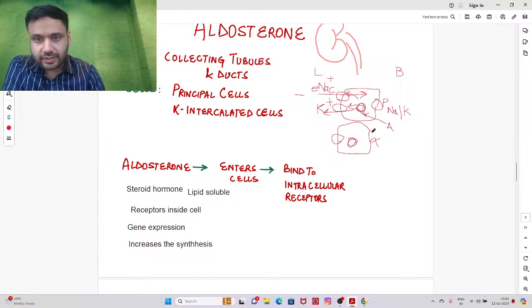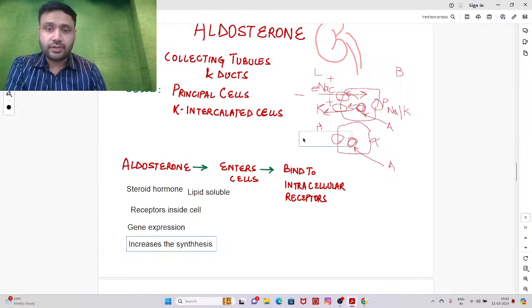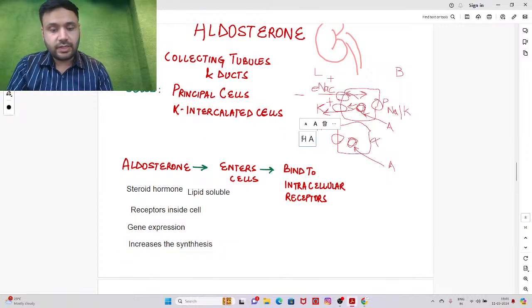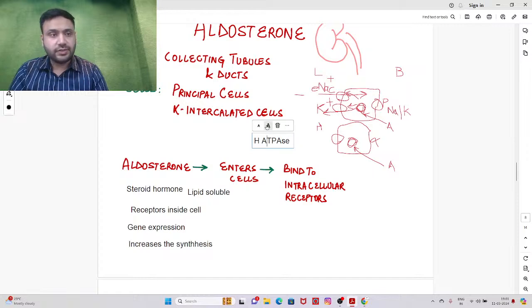Similarly, aldosterone has intracellular receptors. Here in the alpha intercalated cells, it would enter inside them. If this is aldosterone, it will increase the expression of a channel. I haven't described this channel. This is a hydrogen ATPase channel. And what it will do is increase the excretion of hydrogen ions.